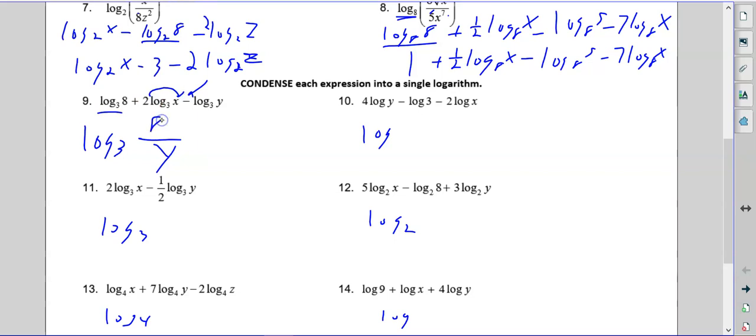So what we have here is the 8x squared. Again, that moves there. We're going to have this. This moves there. On the top, we're going to have y to the 4th power. And on the bottom, we're going to have the 3 right here and the x squared.